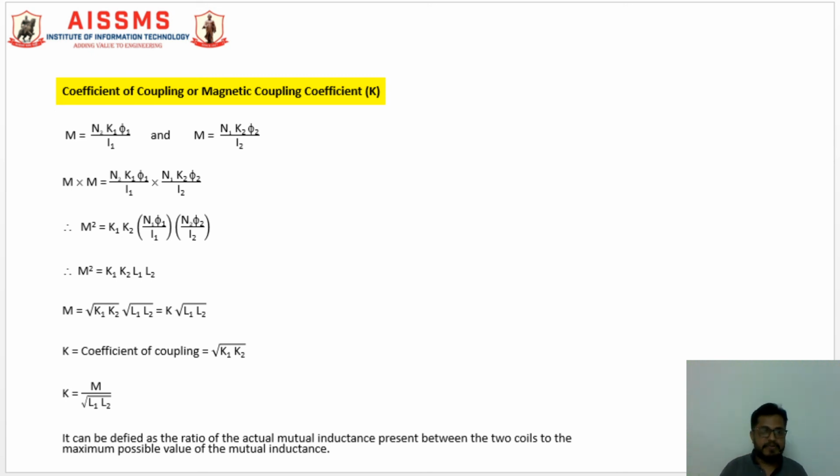So this coefficient of coupling can be defined as the ratio of the actual mutual inductance present between the two coils to the maximum possible value of the mutual inductance. Depending on the value of K, the coils are classified as tightly coupled coil and loosely coupled coil. When K equal to 1, then coil is called tightly coupled coil, and when K is less than 1, then it is called as loosely coupled coil.